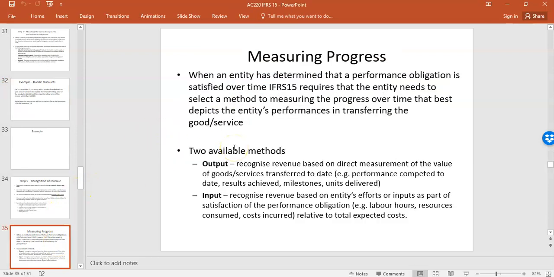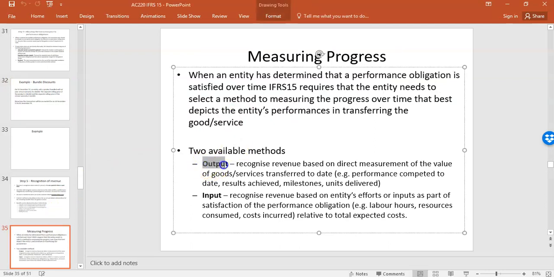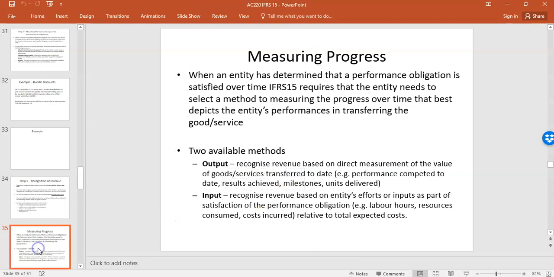Typically, if you are going to recognize it over time, you measure progress either on the output basis, when you look at the performance completed, for example in a cleaning contract, the number of rooms cleaned or the results achieved, or you might recognize it on an input basis. So you'll recognize revenue based on the amount of inputs in the contract, the number of labor hours, the number of costs incurred. That will depend on the agreement between the company and the customer, so you just keep an eye out on what exact guidance you're given in the question.